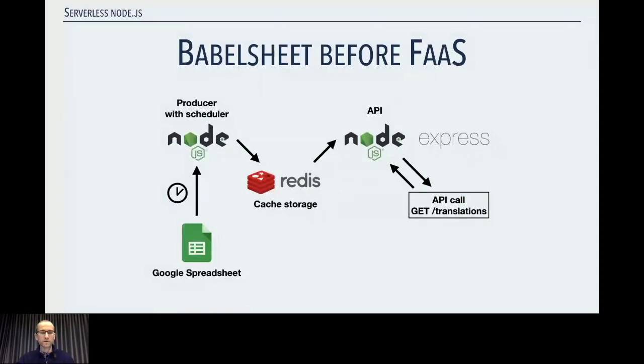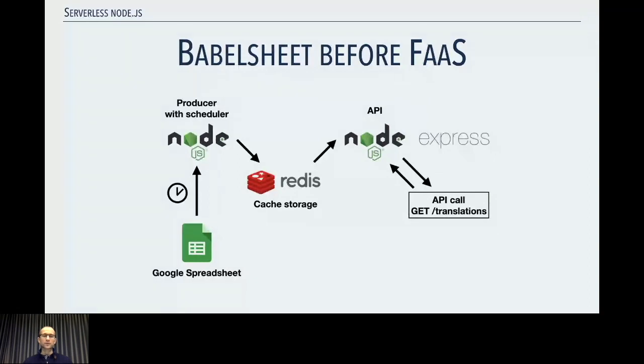It consists of two Node.js processes. The first process is called a producer. It actually has a built-in scheduler, which schedules an operation to obtain a Google Spreadsheet, process it, generate proper cache translations, and store them in Redis, which is our cache storage here.